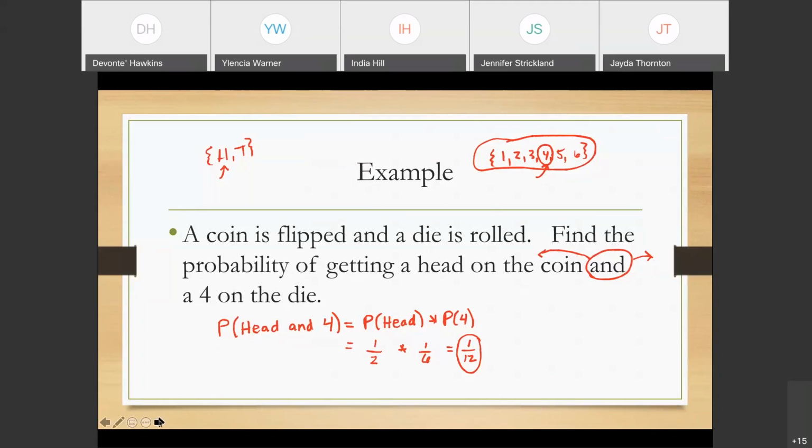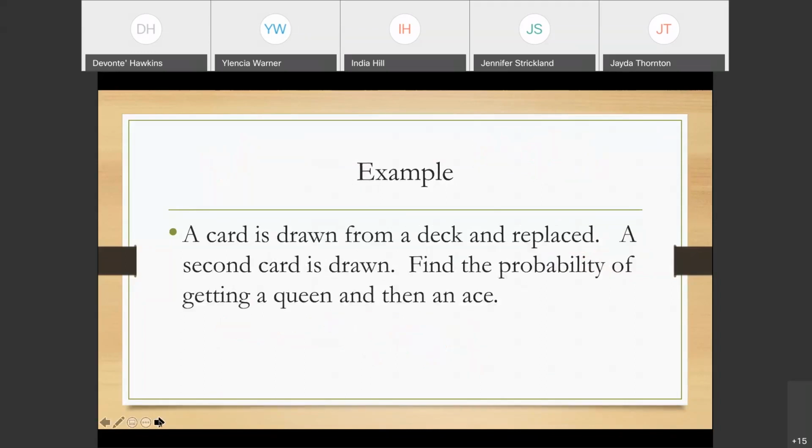Okay, so let's move on and try another one. All right, so we know we have lots of card problems, and you've got your card picture on your phone, hopefully. It says a card is drawn from a deck and replaced. A second card is drawn. Find the probability of getting a queen, and then an ace.